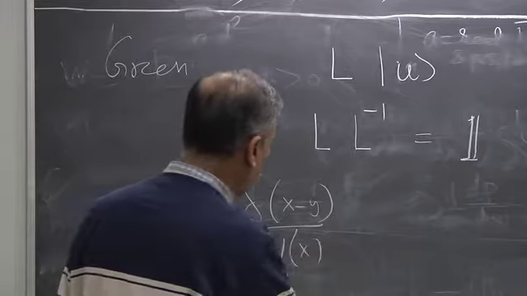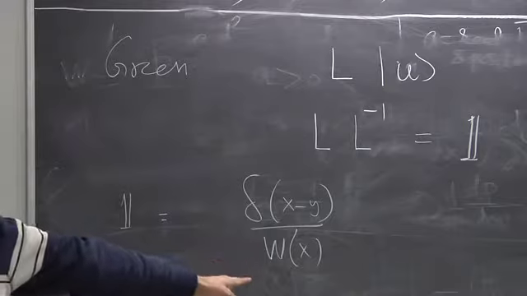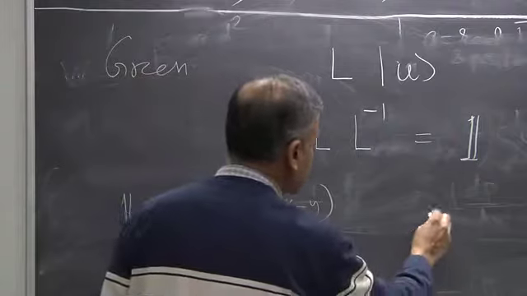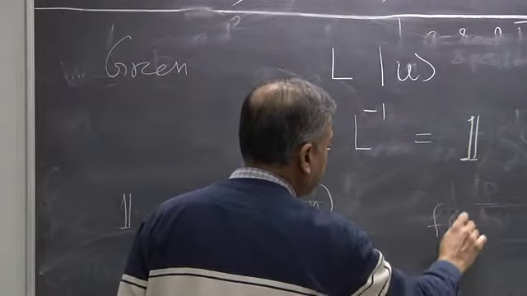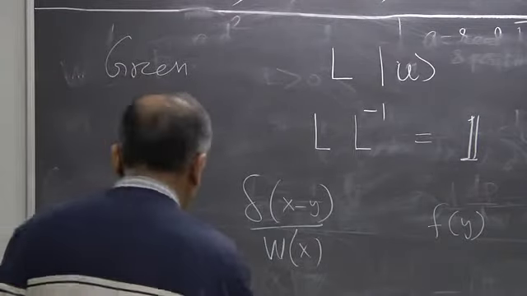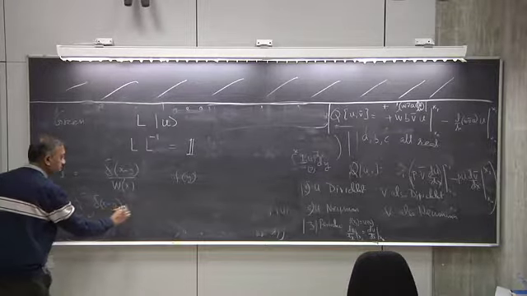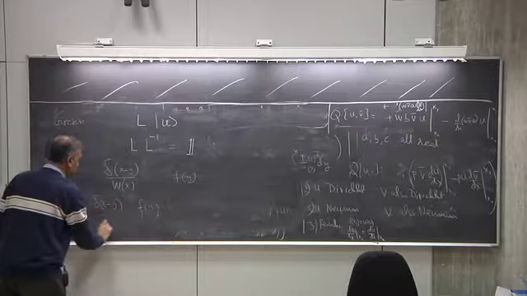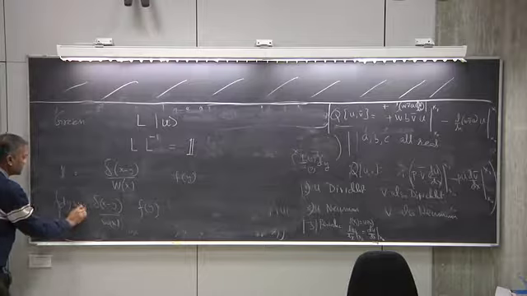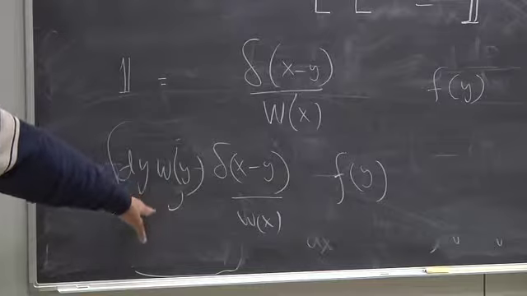The reason why we put w(x) is because the integrals are always defined by the weight function. So in other words, if I apply this on some function f(y), then the result will be that I have to integrate δ(x minus y) f(y) over w(x). But in the integral, I always have the weight function. When we have a weight function, I'm always defining the integral with the weight function.